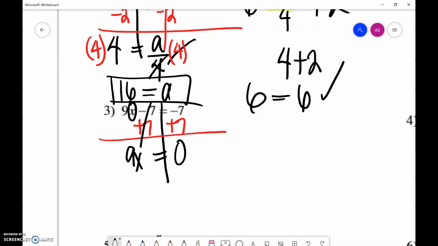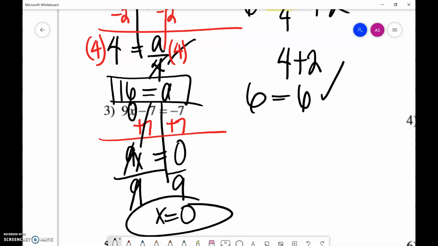Okay, this cancels out. So that means I have to write something. So make sure you do not forget that 0. A lot of people get stuck there. So I divide 9 on both sides and I get x equals 0. Remember, whenever you have a 0 in your numerator, that's going to automatically be 0.